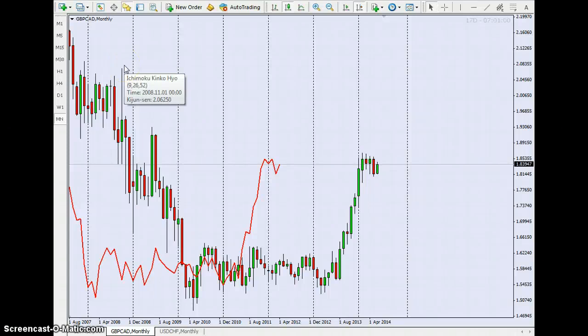I'm back. Want to follow up with another pair that I'm looking at to trade next week. The pound CAD. It has a similar effect going on as it did with the pound Aussie.